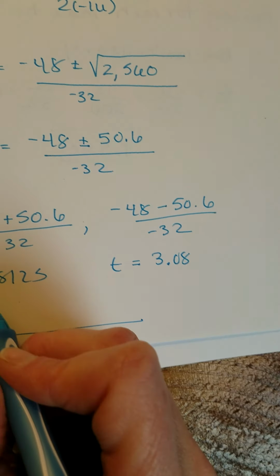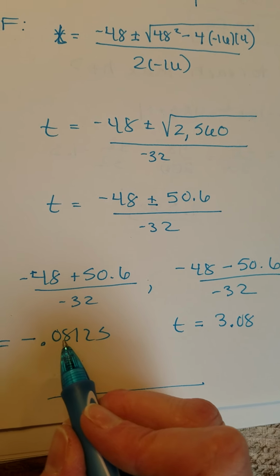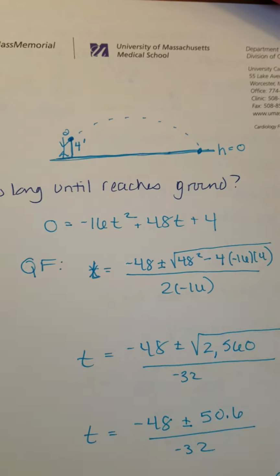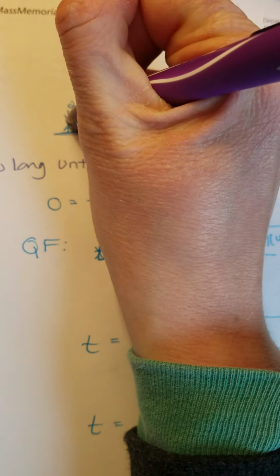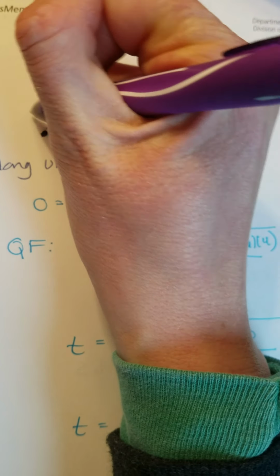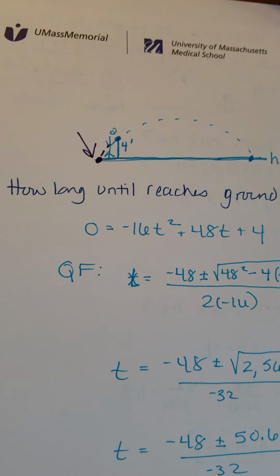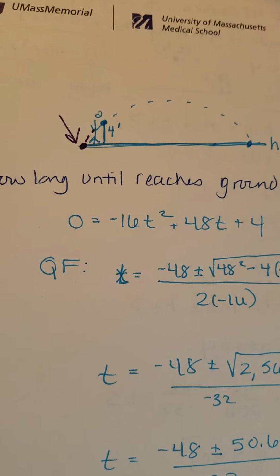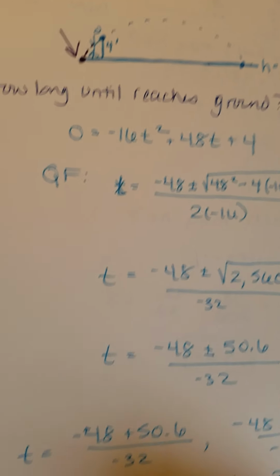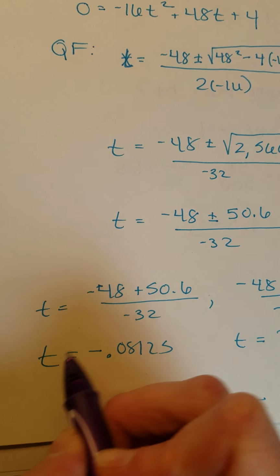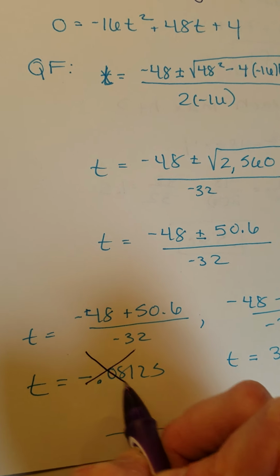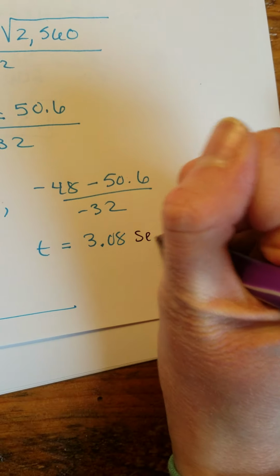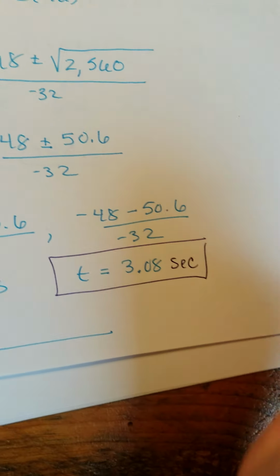So this, I'll actually go up to my drawing. This negative 0.08125, that's if I were to extend this parabola way back here. It doesn't make sense, but that's where it actually would cross the h equals 0 or the x-axis in terms of the parabola. So in terms of the problem, this is not an answer because we're not talking about negative time. This is what I would be looking for you to say, 3.08 seconds. And there you have it.